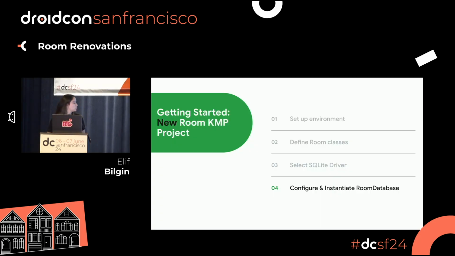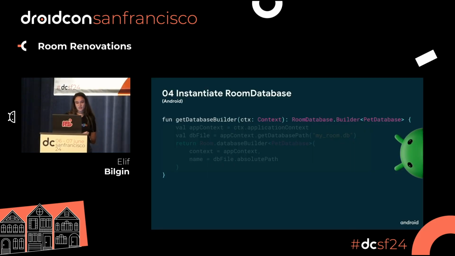And once you select which driver you want to use, lastly, you will need to configure and instantiate the Room database. To be able to instantiate a Room database, you first need to define a database builder. This is the only part of the Room API that we require you to implement platform specifically, and this is due to the differences between the file system APIs.